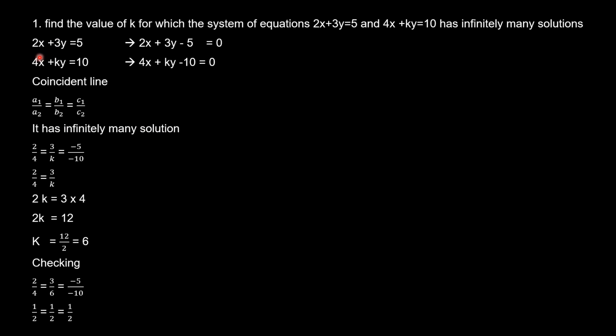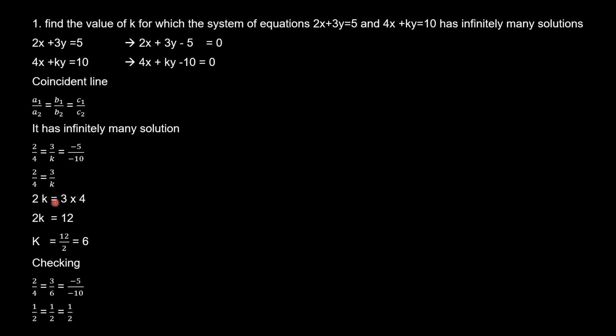Whenever you are given the equation 2x plus 3y equal to 5, you write it in the standard form: 2x plus 3y minus 5 equal to 0, and 4x plus ky minus 10 equal to 0. Now apply a1 by a2 equal to b1 by b2 equal to c1 by c2. So 2 by 4 equal to 3 by k. Cross multiplying, 2k equal to 3 into 4, which is 12. So k equal to 6.